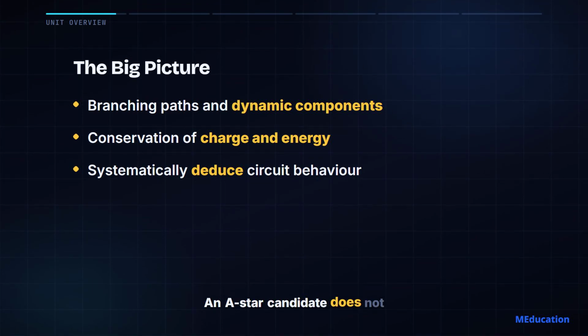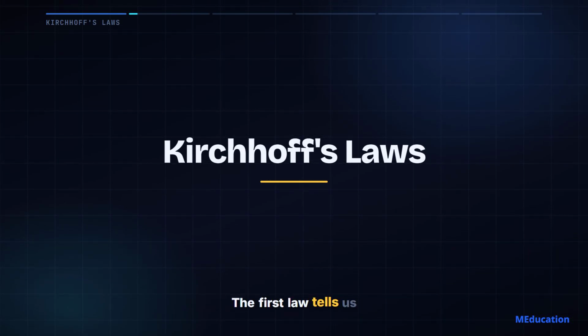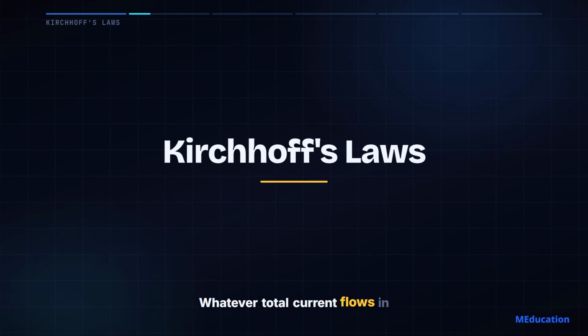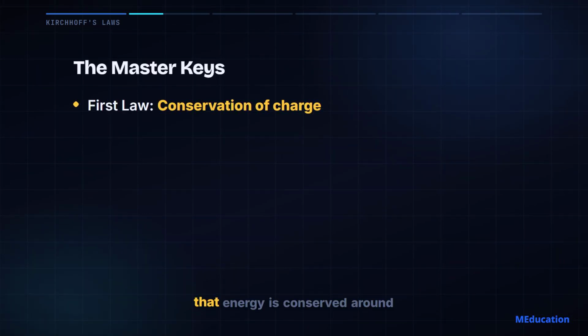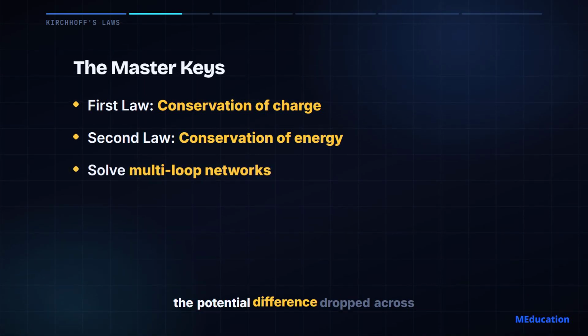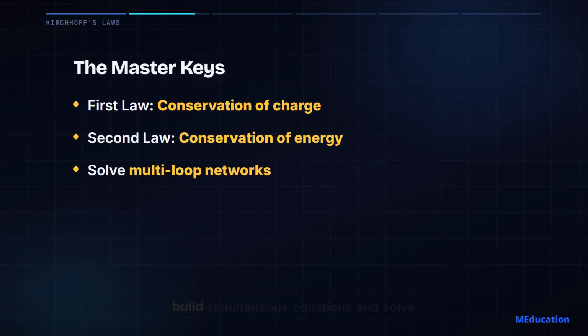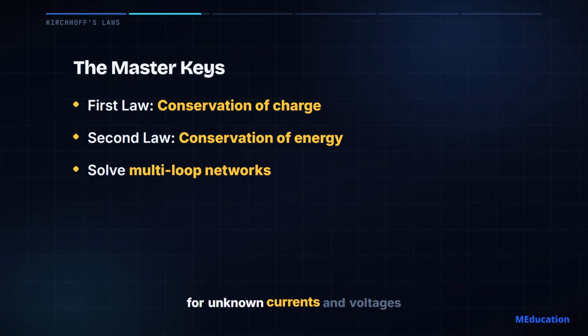An A-star candidate does not memorize circuit behavior. They systematically deduce it. Everything starts with Kirchhoff's two laws. The first law tells us that charge cannot be created or destroyed at a junction. Whatever total current flows in must exactly equal the total current flowing out. The second law tells us that energy is conserved around any closed loop. The total electromotive force put into the loop exactly matches the potential difference dropped across its components. These are your master keys. You will use them to build simultaneous equations and solve for unknown currents and voltages in highly complex networks.